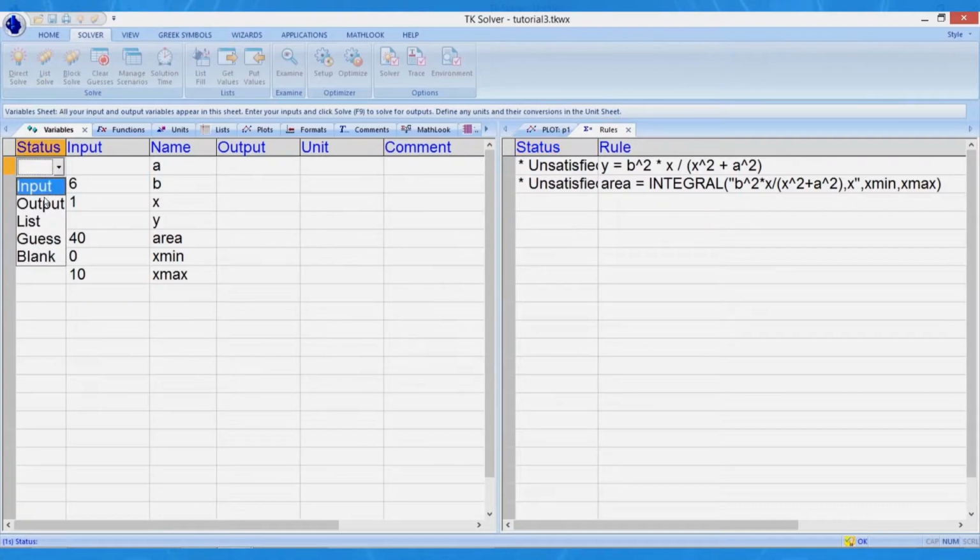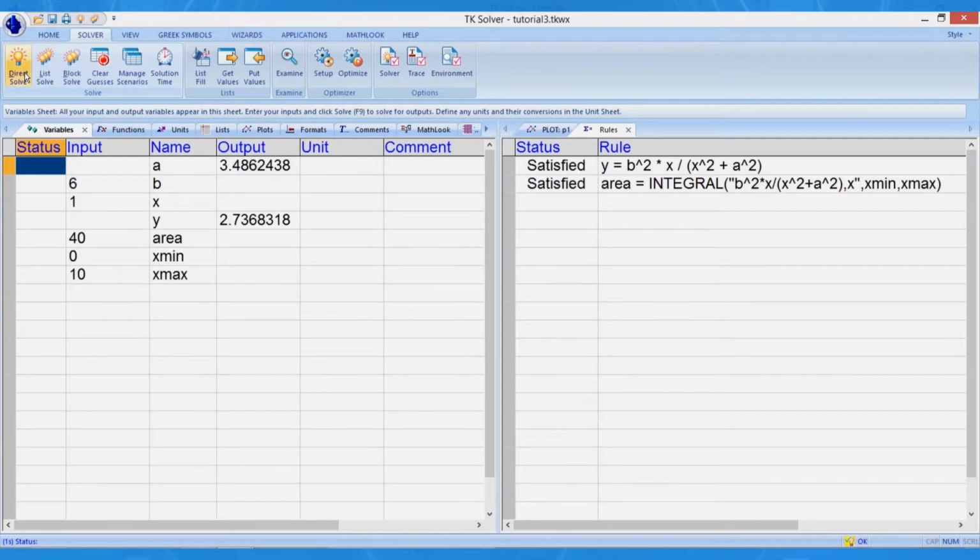Many TK Solver functions are not directly invertible. For some functions like step, integer, and others, there is no unique inverse solution. For others, like Bessel and integral, iteration can be used to backsolve to get your solution.